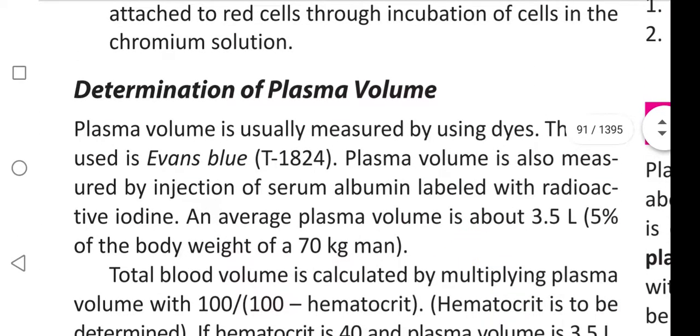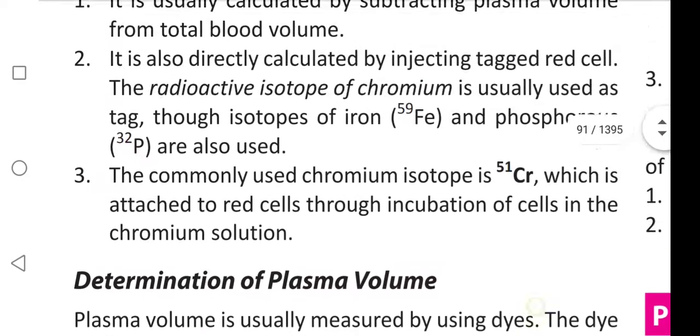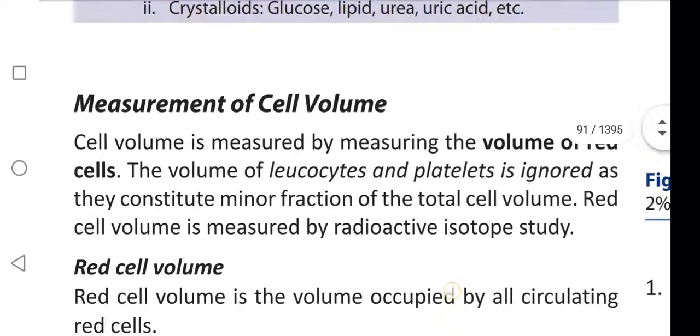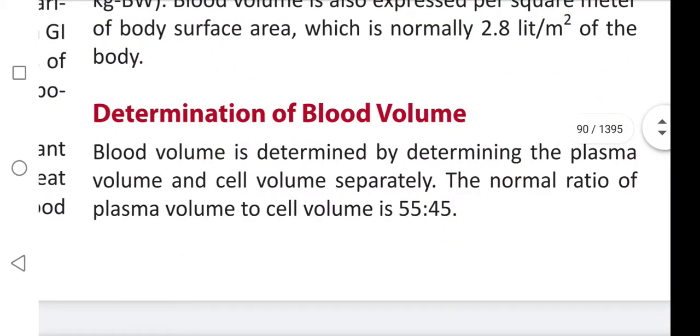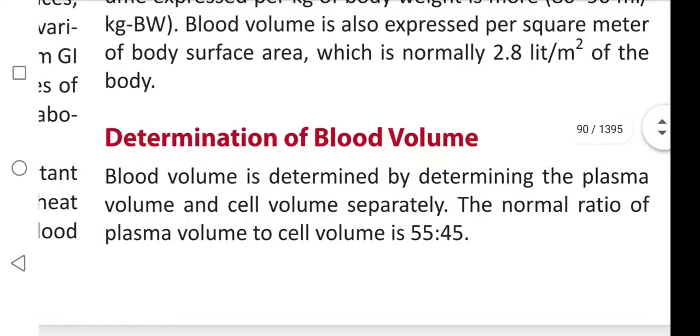You also remember the dye used in determination of plasma volume, that is Evans Blue T1824. And what is the average plasma volume in a 70 kg man? That is 3.5 liters. It is about 5% of body weight. Okay, these are the questions you have to remember. And what is the ratio between plasma volume to cell volume? That is 55 to 45.